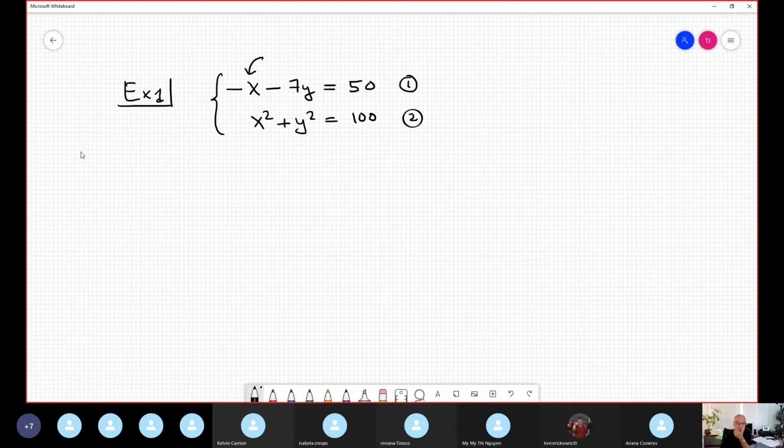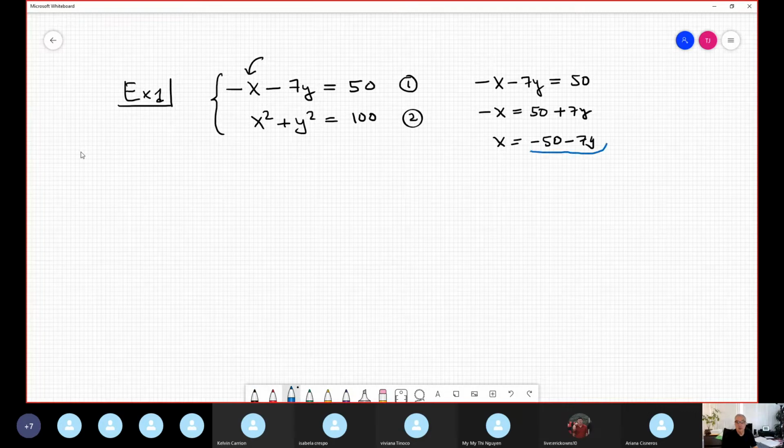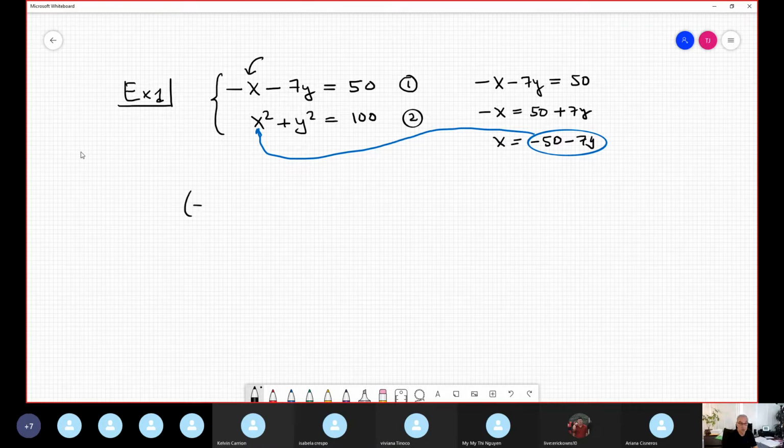So this is negative x, I copy. Minus 7y equals 50, I copy. I solve for x and negative x is equal to 50 plus 7y. But I need no negative x, I need positive x. So you multiply the whole thing by negative 1. x alone is negative 50 minus 7y. And substitute this expression in the other equation, in the x place here. Boom. Okay, so far we have negative 7y minus 50, squared, plus y squared equal 100.